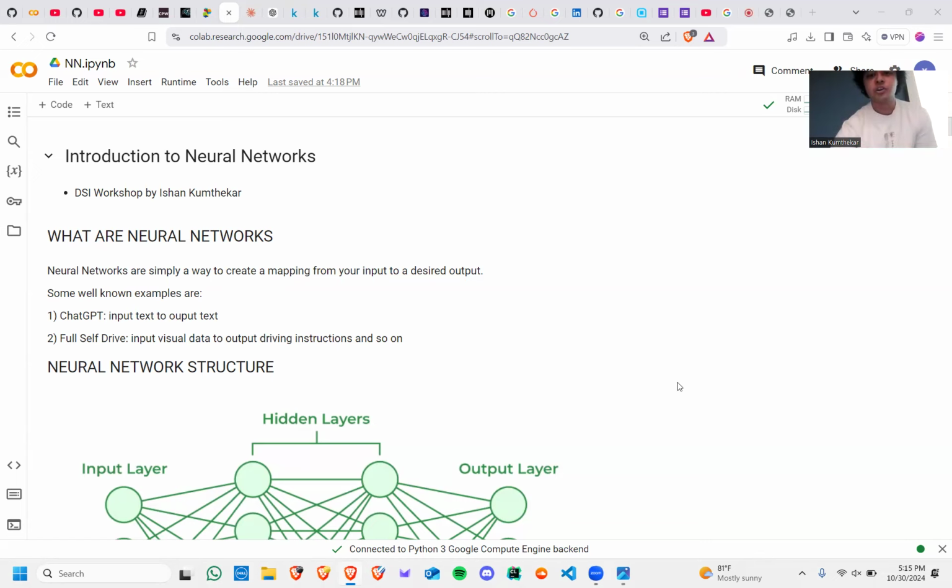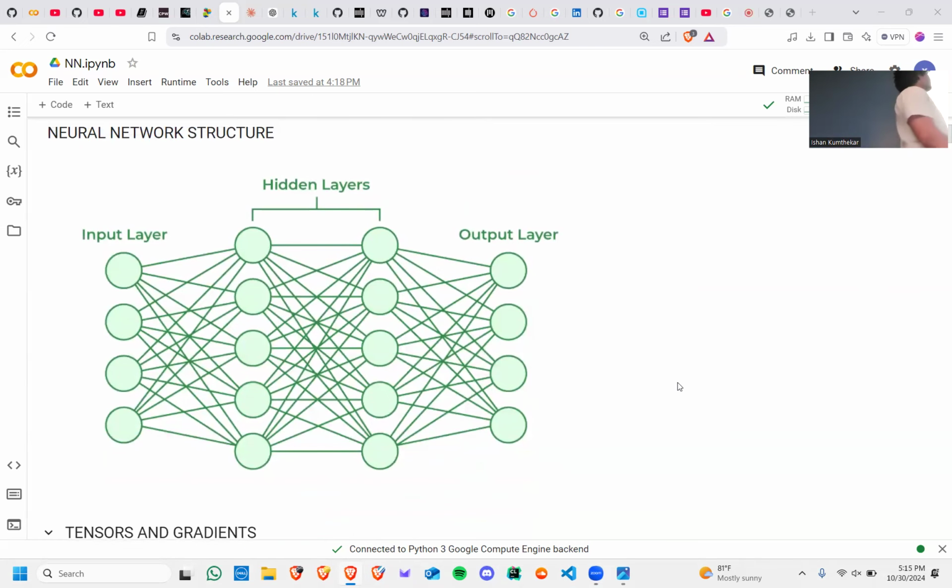So how do neural networks look? This is a typical structure of a neural network. You have an input layer, hidden layers, and an output layer. All of these essentially have a bunch of parameters. This small neuron right here will have some parameters, and this neuron will have some parameters. This network is made up of all of these different parameters. A neural network's job is essentially to optimize all of these parameters so that your input from here, when it gets to here, looks like your desired output.